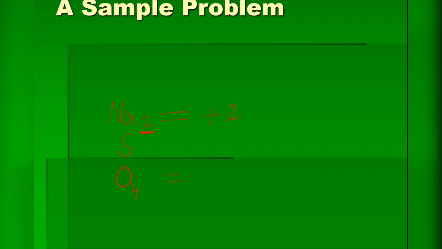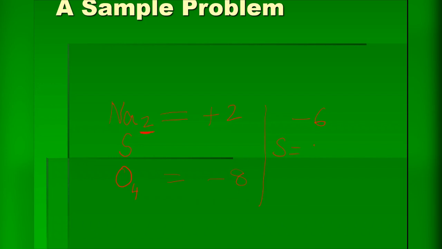Oxygen. Oxygen is -2. This is not gas, this is not isolated. So -2 times 4 is -8. So if you add +2 and -8, it would become what? -6.